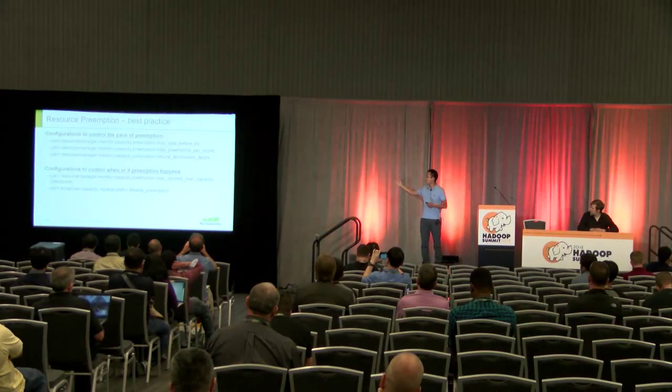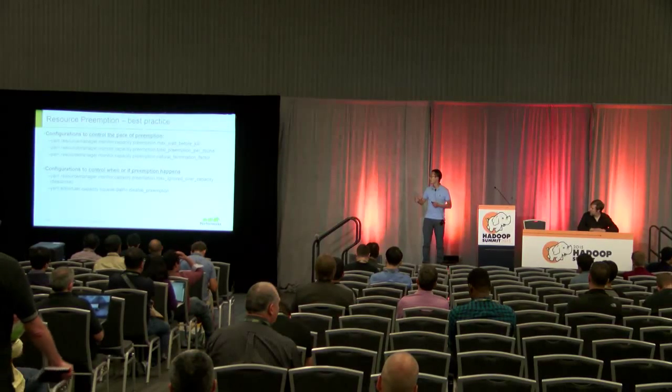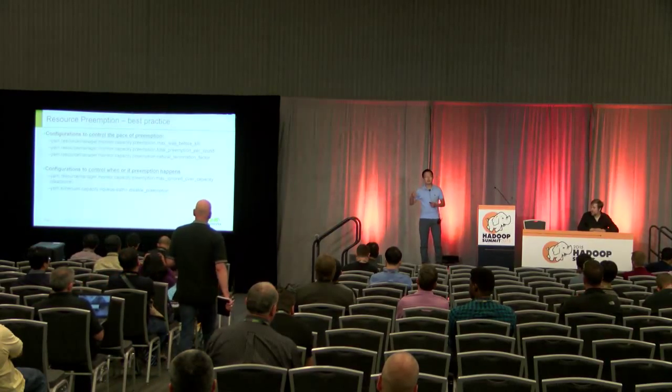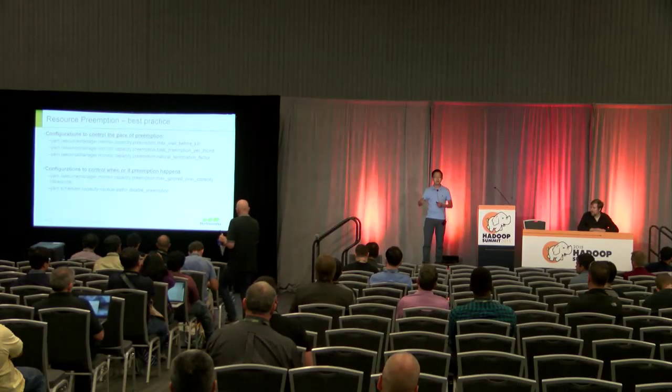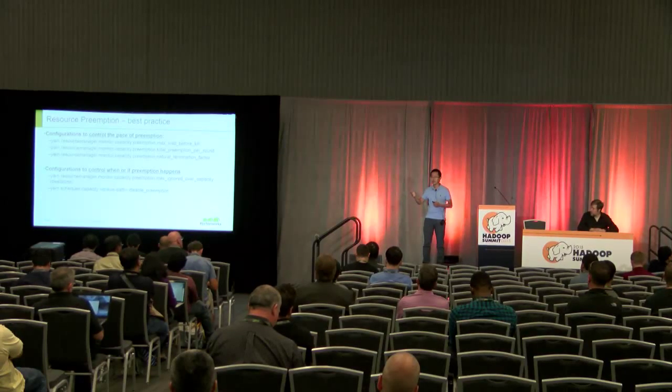The second is total preemption per round. This controls how many containers you will preempt in each time unit. And the natural termination factor means that when some containers are marked to be preempted, you will only preempt a certain percent of them. For example, you may only want to preempt 50% of the containers in each time unit. So this is also to control the pace of preemption.